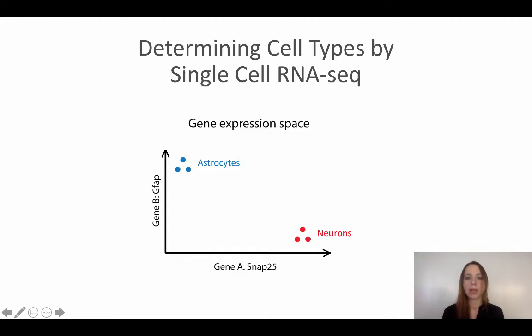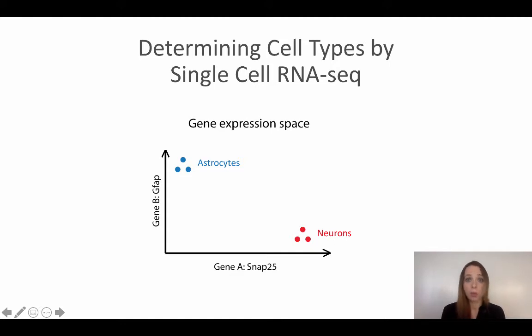And note that the x-axis depicts the expression of the neuronal marker, and the y-axis depicts the expression of the astrocytic marker. And as you can see, astrocytes cluster in the upper left corner because they express a high level of GFAP but no SNAP25. And neurons cluster in the lower right corner because they express a high level of SNAP25 but no GFAP. So these cell classes are easy to identify in a two-dimensional gene expression space.